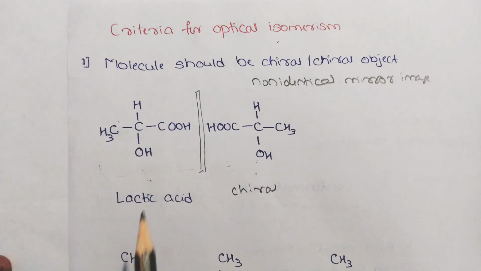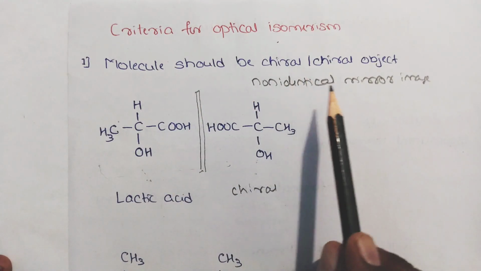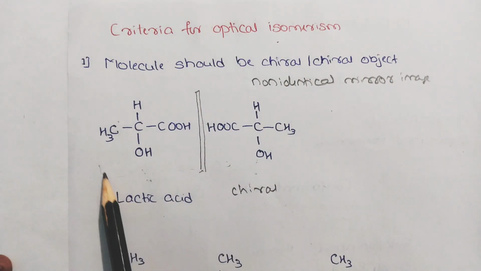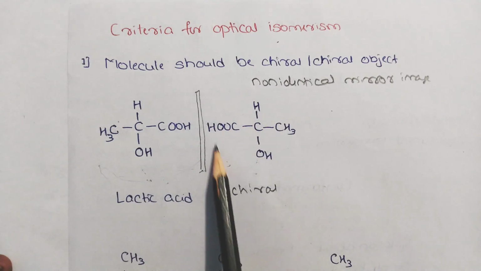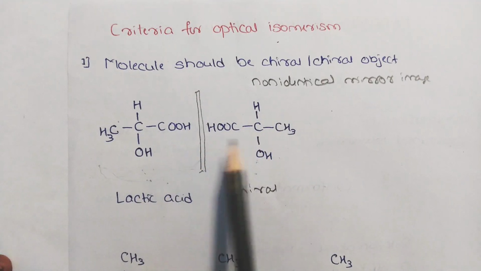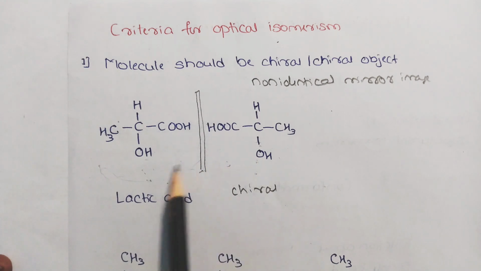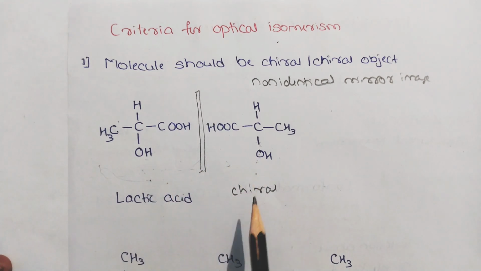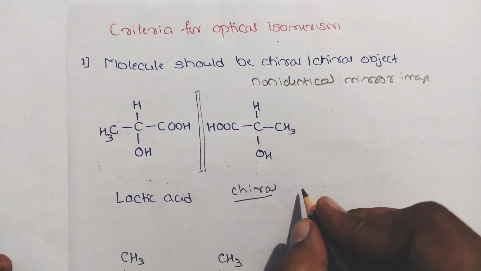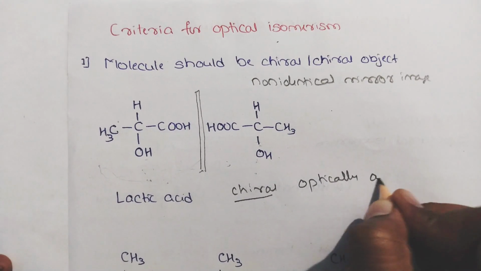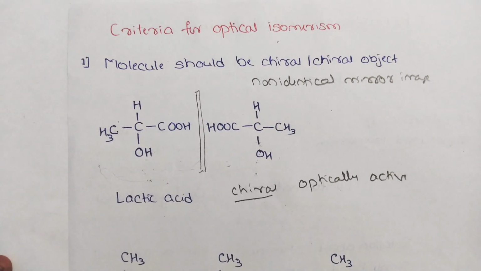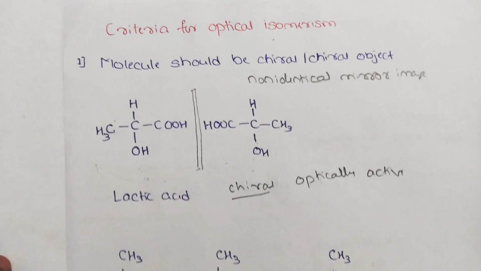This is the first rule, that the molecule should be chiral, or it should be a chiral object. This is the lactic acid structure and this is a mirror. This is the mirror image of this, and these are not identical. These are non-identical mirror images. Hence this is called chiral. This type of molecule shows optical activity. Hence this molecule is optically active. This is the first rule for optical activity.